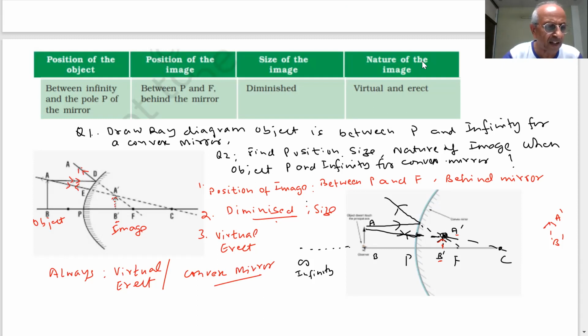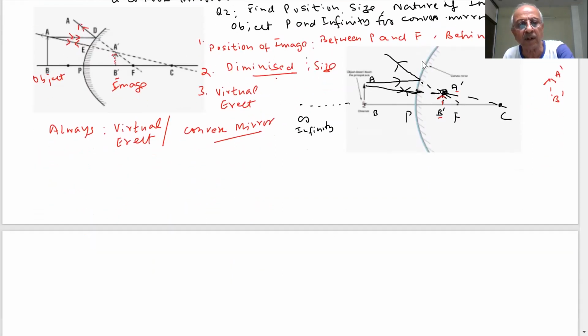So the convex mirror is simpler to draw. Nature and position: always a virtual and erect image. We have shown you how to draw the ray diagrams. The rules have been clearly explained. Only 2 cases for the convex mirror.